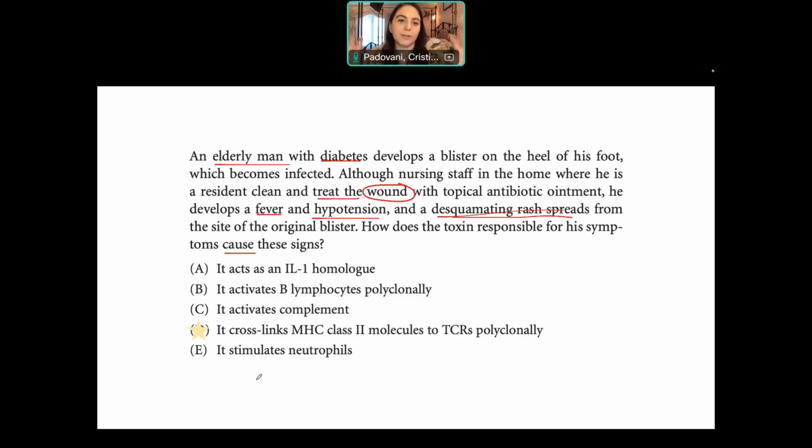And then you're getting massive B cell, I'm sorry, I was looking at this answer. You're getting massive T cell activation, CD4 positive T cell activation everywhere polyclonally.